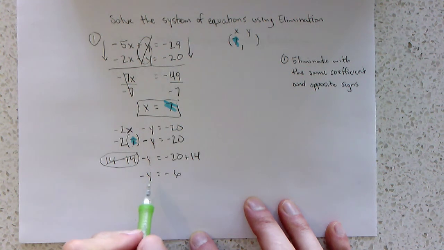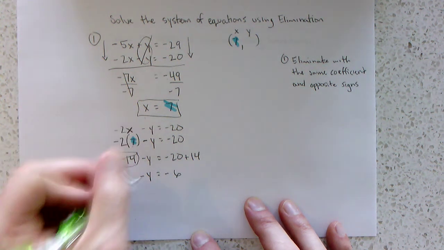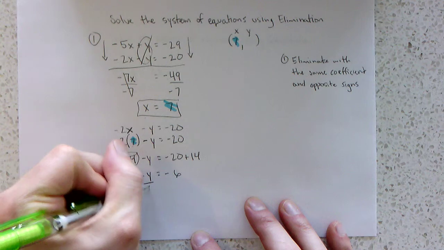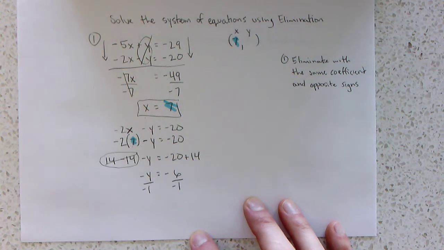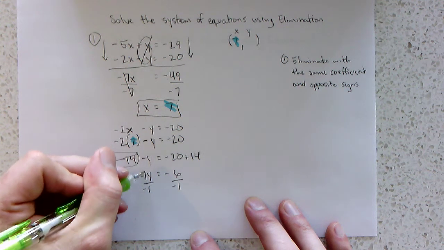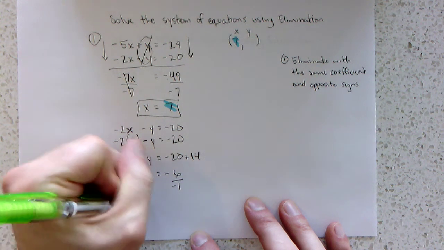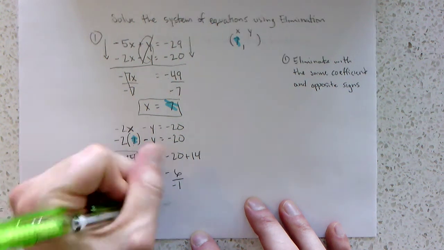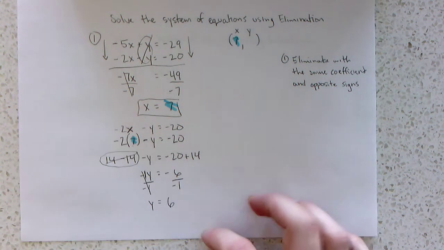And now I can't keep a negative y, so I have to actually divide both sides by the negative. So if we think about it, we're dividing by a negative 1 on both sides. So the negatives now go away. So this was a negative 1 divided by negative 1. So those go away. Leave me with just y equals negative 6 divided by a negative 1 gives me a positive 6.